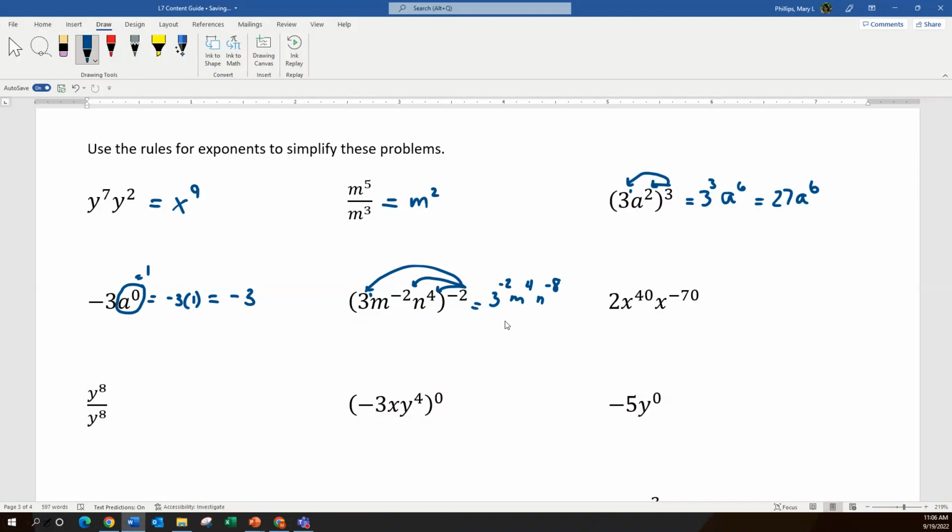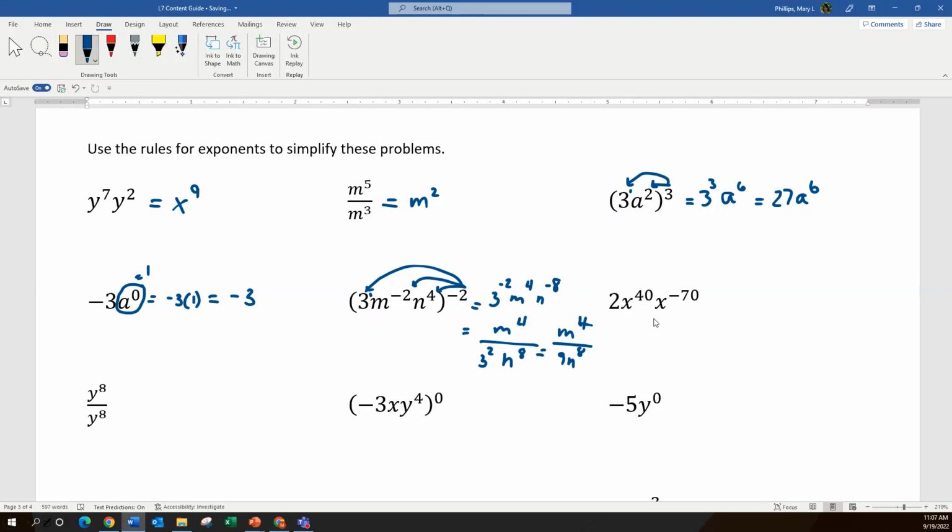Now I have to apply a second rule. And that second rule is that those that have the negative need to move to the opposite part of the fraction. So m to the 4th had a positive exponent and will stay on the top of this fraction. 3 will move to the denominator, get an exponent of 2. N moves to the denominator, exponent of 8. If I do one more step here, I would have m to the 4th, and then 3 squared is 9, and I have n to the 8th as my answer.